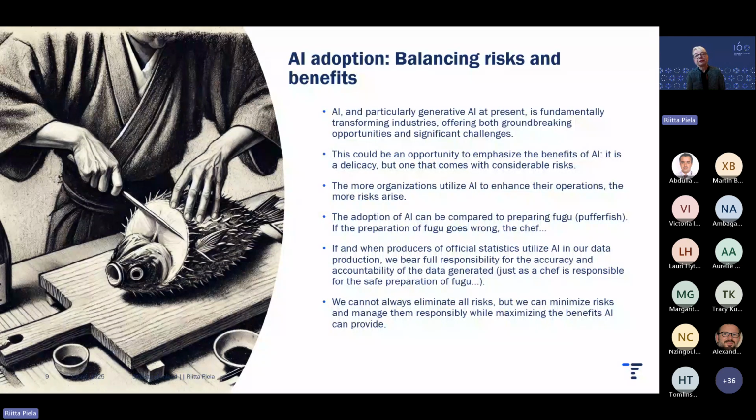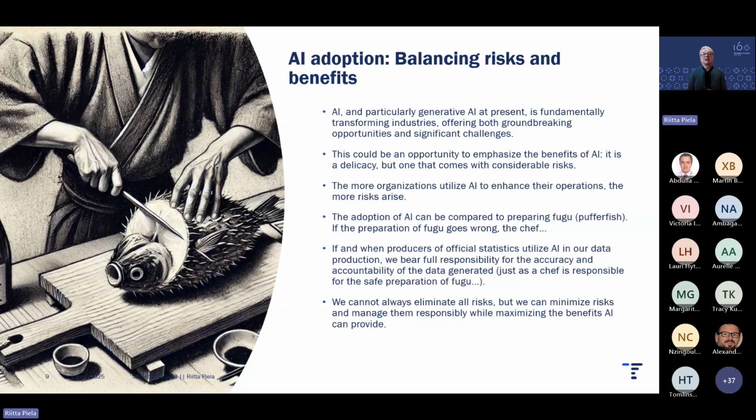So the more organizations utilize AI to enhance their operations, the more risks arise. I've somehow thought that it can be compared to preparing pufferfish. If the preparation of fugu pufferfish goes wrong, the chef has to commit harakiri because it will poison all those people who ate that.